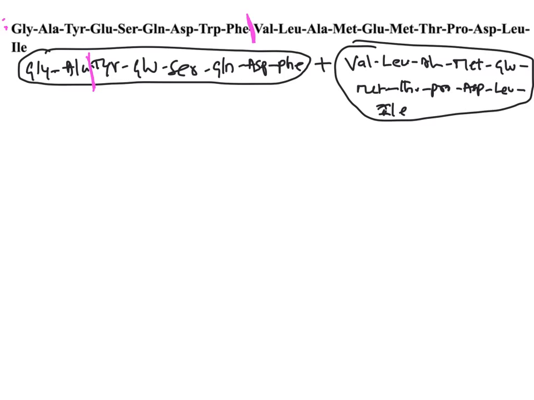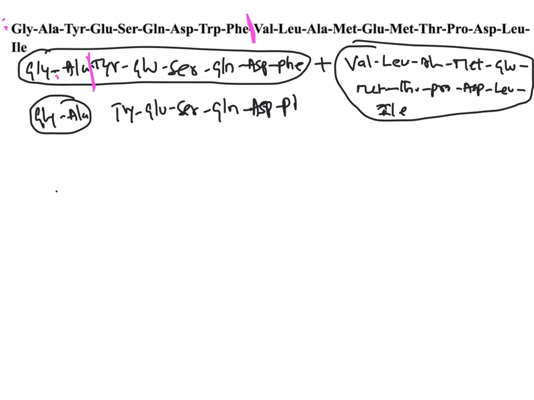But one thing you need to remember here is the glycine peptide bond. Glycine is also a hydrophobic amino acid, but chymotrypsin cannot act here. That's because glycine is the last amino acid, on the amino terminus. So aminopeptidase has to act on that, not chymotrypsin. At the end of the action of chymotrypsin, you get a glycine and alanine fragment, and the rest will be tyrosine, glutamate, serine, glutamine, aspartate, and phenylalanine.